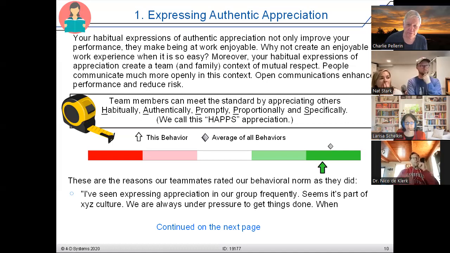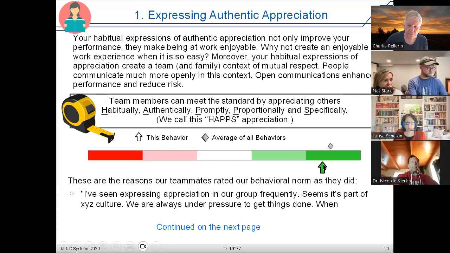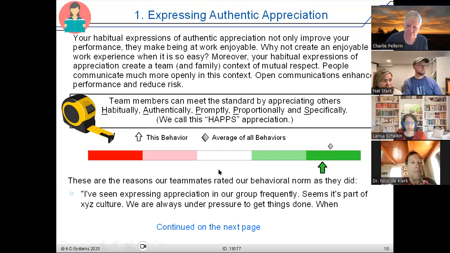And then here's the data that the thing used to make. It would benchmark these behaviors here. The average of all behaviors for this particular team is here. So you see it's a little below average, but not significantly. And then you're going to see the comments. And again, the comments, I think, are the most interesting part. This is just one I picked randomly. I've seen this frequently. It's part of our culture. You're starting to say we're under pressure to get things done. This is an obstacle to it.